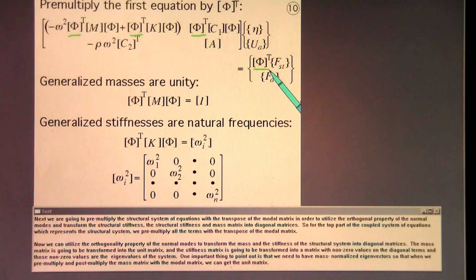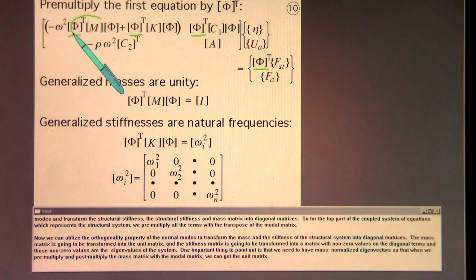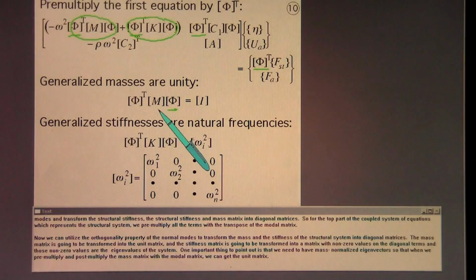Now we can utilize the orthogonality property of the normal modes to transform the mass and the stiffness of the structural system into diagonal matrices. The mass matrix is going to be transformed into the unit matrix, and the stiffness matrix is going to be transformed into a matrix with non-zero values on the diagonal terms, and those non-zero values are the eigenvalues of the system. One important thing to point out is that we need to have mass normalized eigenvectors so that when we pre-multiply and post-multiply the mass matrix with the modal matrix, we can get the unit matrix.